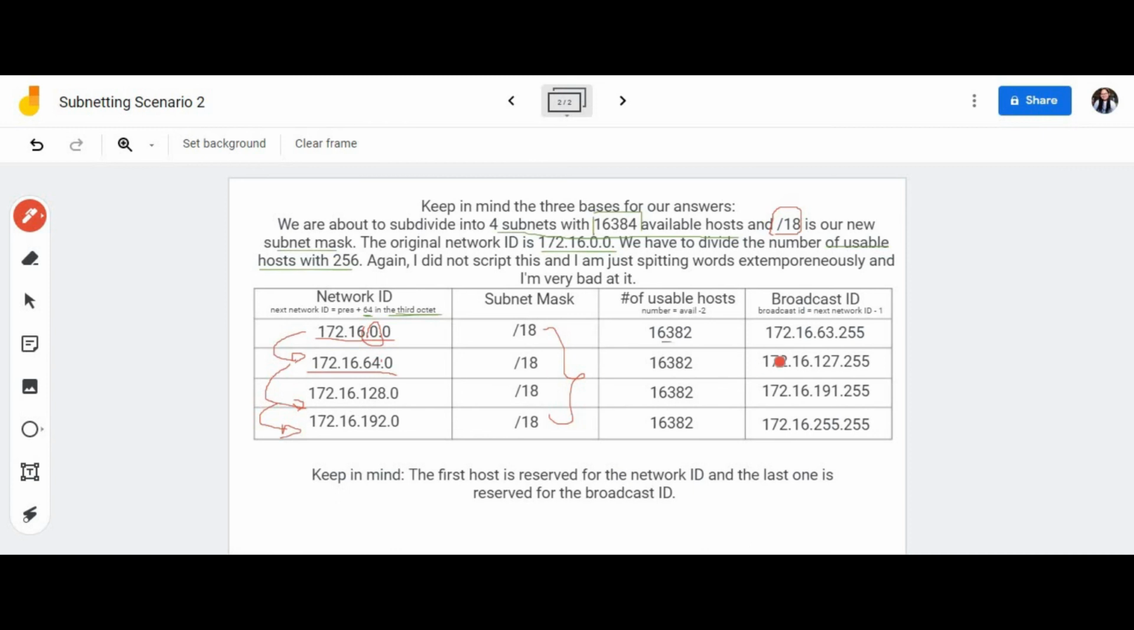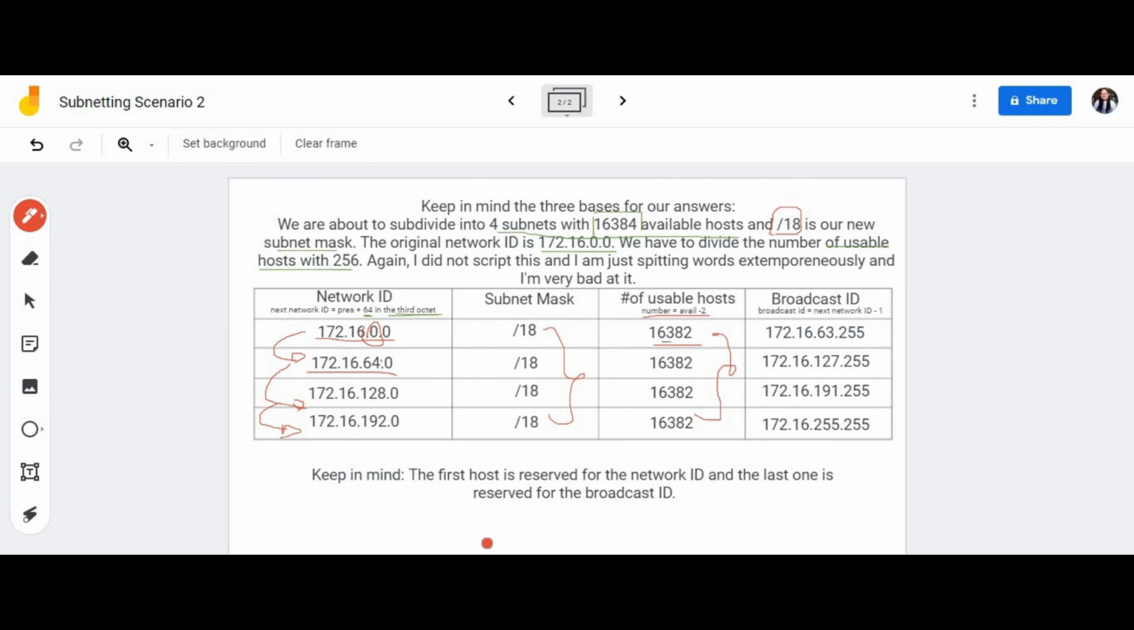And now we have our number of usable hosts. Of course, usable hosts equals available hosts minus 2. So we have 16,382, and all of them were the same.